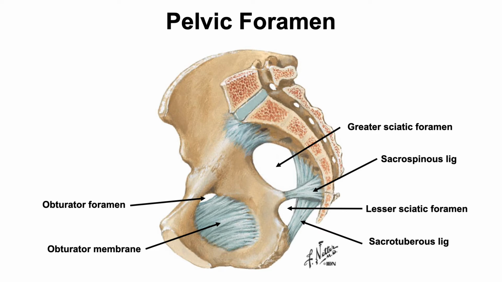Now, on the other hand, your sacrospinous ligament and your sacrotuberous ligament help take the greater sciatic notch and the lesser sciatic notch and actually form the greater sciatic foramen and the lesser sciatic foramen. So these ligaments not only help anchor the sacrum to the hip bones, they also help create these openings for structures to pass through.